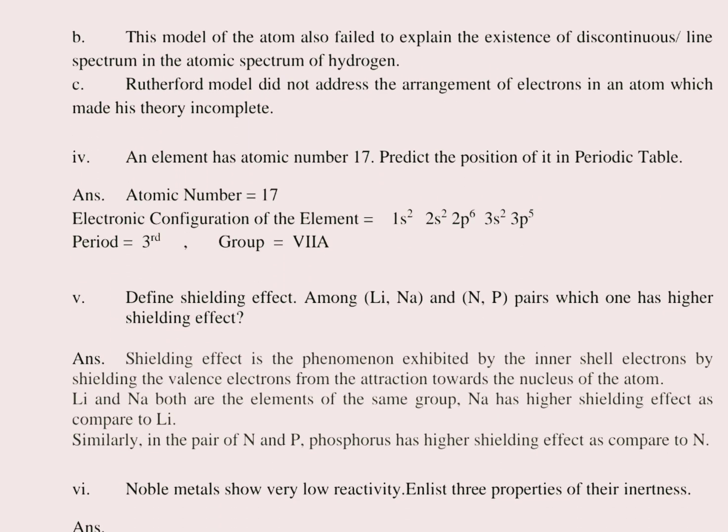Then the next question is: an element has atomic number 17. Predict the position of that particular element in the periodic table. This is one of the questions which is also in model paper 1. You can identify that this is a very conceptual thing, and you must know how to do it. So 17 means 1s2, 2s2, 2p6, 3s2, and the remaining 5 electrons are in 3p5. Now 3 is the principal quantum number, which also shows the number of shells and the period. So the third period, and with 5 electrons, it is group 7A that the element belongs to.